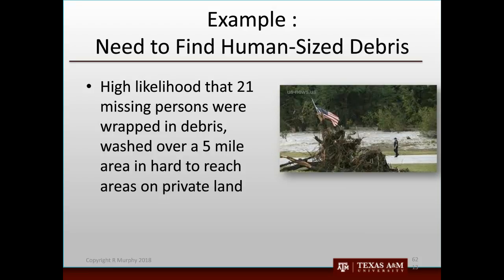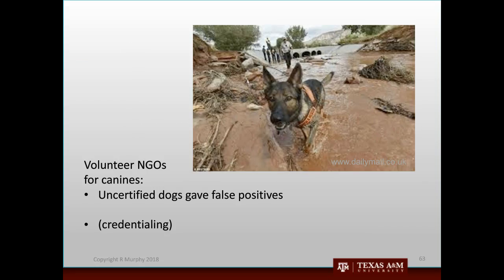Well, volunteer NGOs came in with canines, and then you have lots of uncertified dogs that were giving false positives. They were finding a dead possum or deer, and then the responders come to that location saying, yep, it's a dead deer. That's a little different than a person, which gets back to that credentialing. How did you know which ones are the certified dogs versus the ones that are kind of in training?